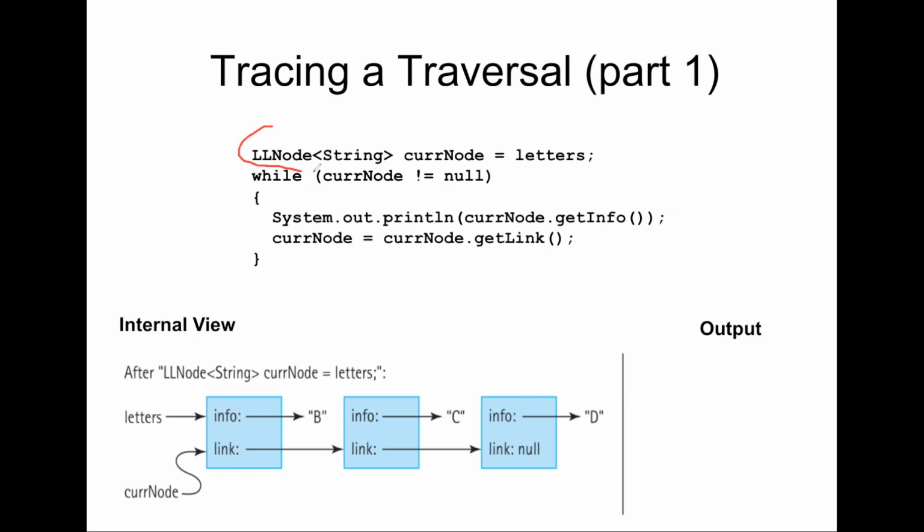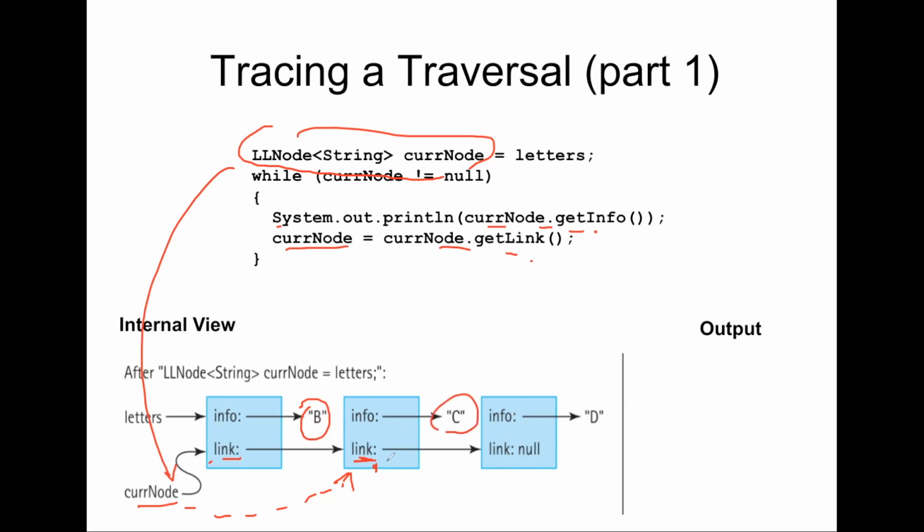Here we see the use of current node right here. As you do System.out.println getInfo, we see that B is printed. The very next line, current equals current.getLink. This allows you to jump from the current node's link, which is the getLink, to the very next one. At the end of your first iteration, it sits right here. And again, this entire while loop continues, printing out C. At the end of the print, you do current node equals current node dot getLink. This allows you to jump into the next node again.